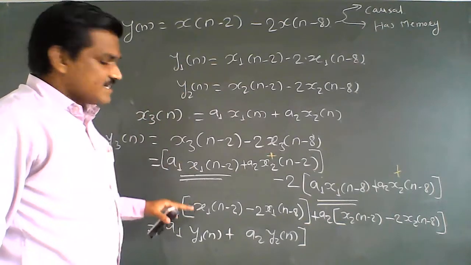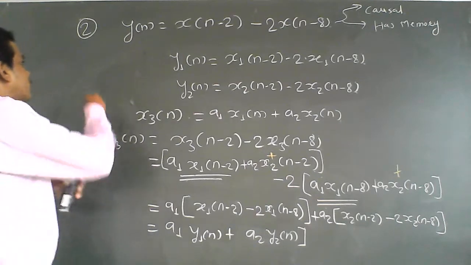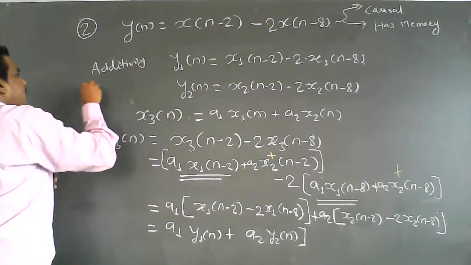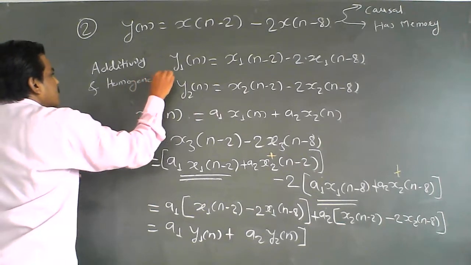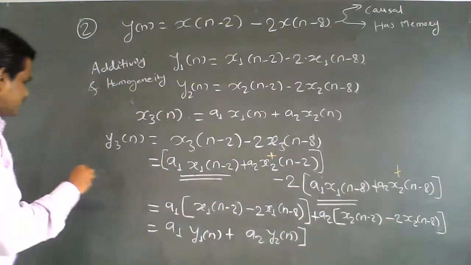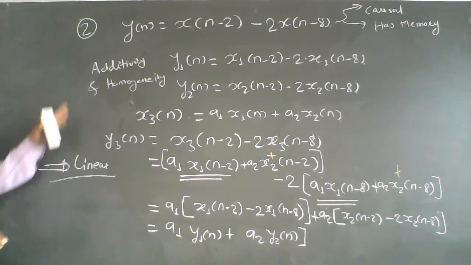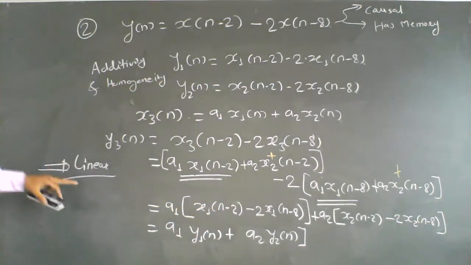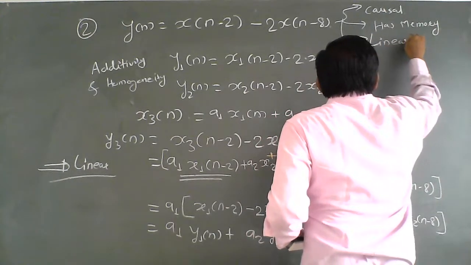So from this expression we can say that this particular system satisfies both the additivity property and the homogeneity property. So we are saying this particular system is a linear system because it follows additivity and homogeneity, or you can say it follows the superposition principle. So this system is linear. So I am writing this system as a linear system.